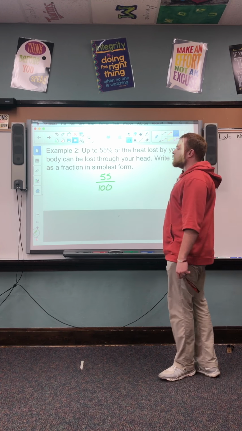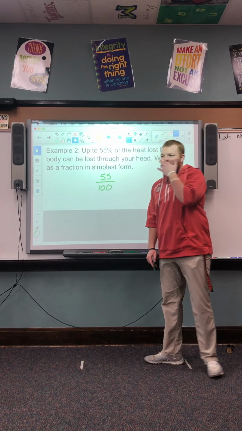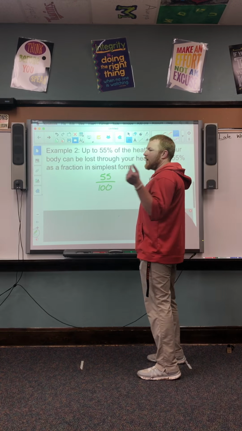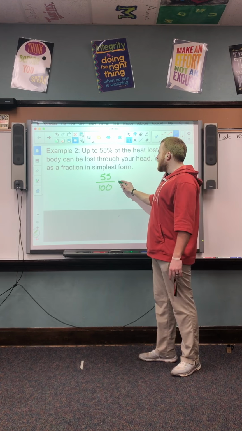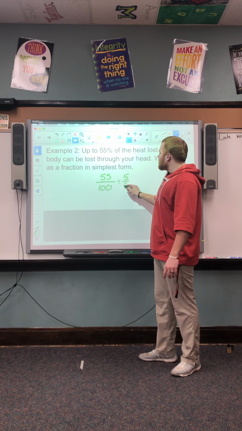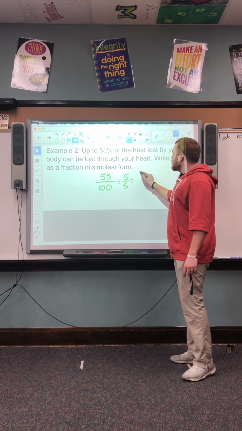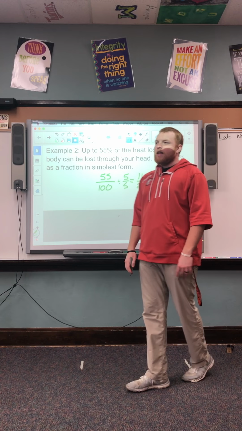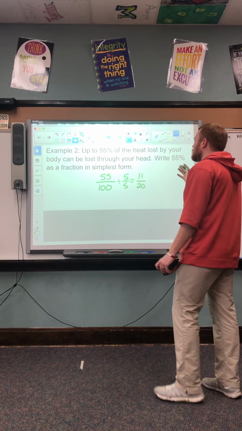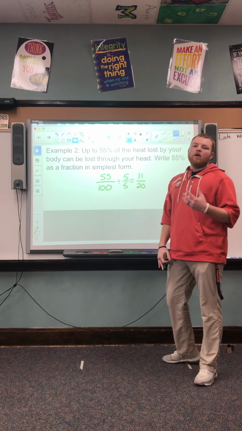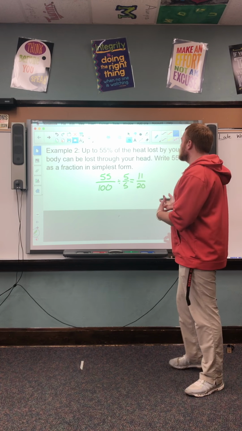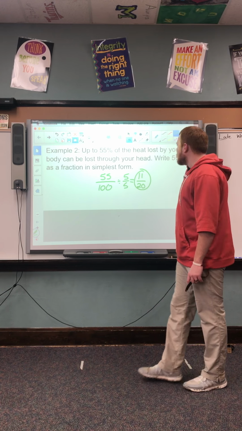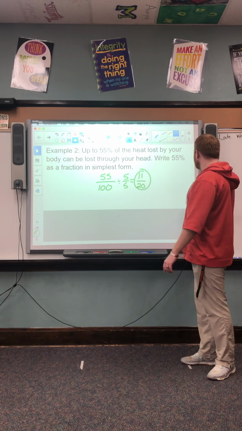Now we have to put it in simplest form again. What number is a factor of both 55 and 100? Since it's 5 and 0, 5 can go into both of these. So divide each one by 5, and you get 11 over 20. Now you look to see if there's anything else that goes into both 11 and 20. Well, 11 is a prime number, so they can't share a factor. So it's 11 over 20.